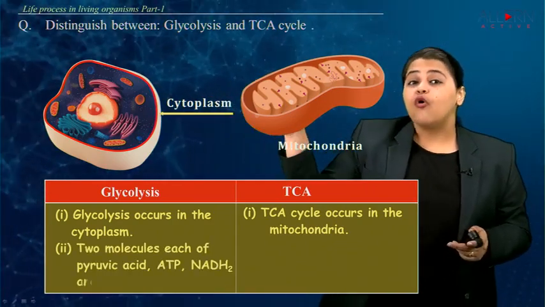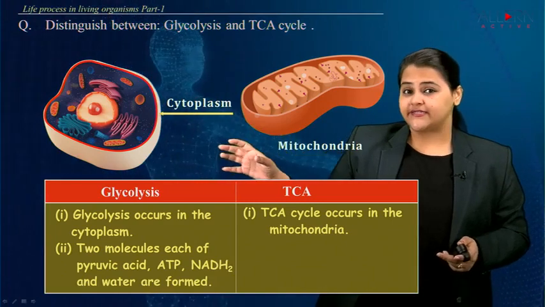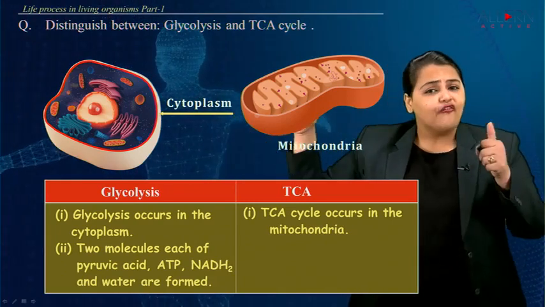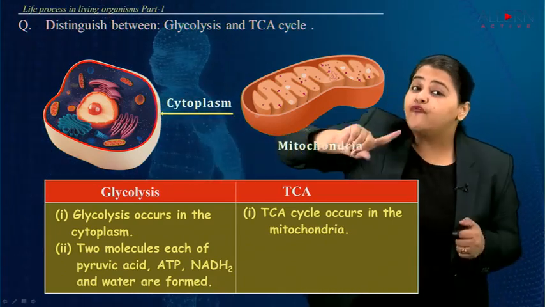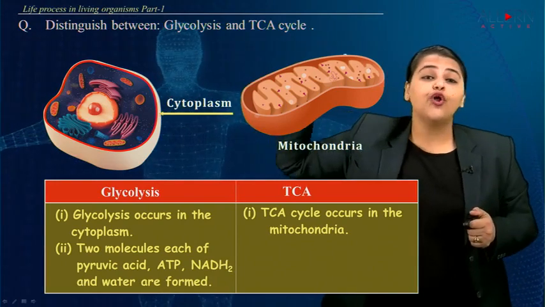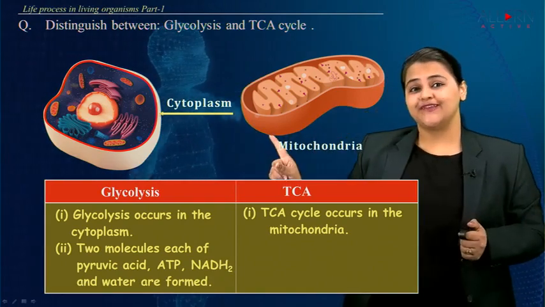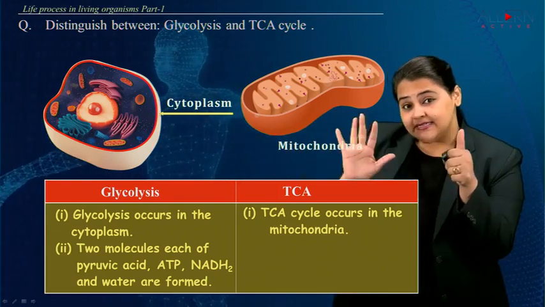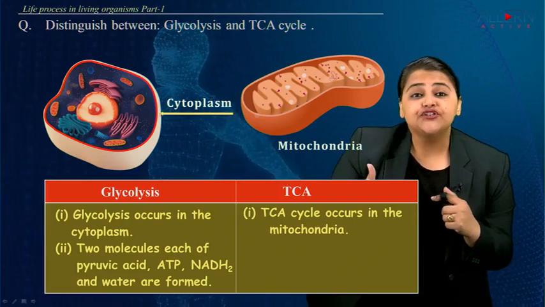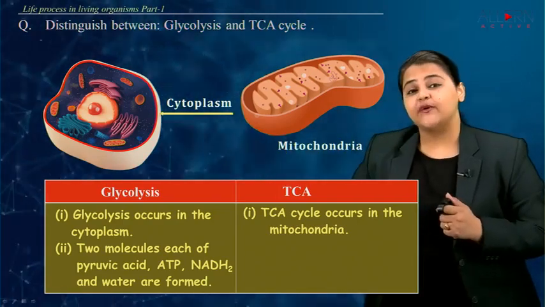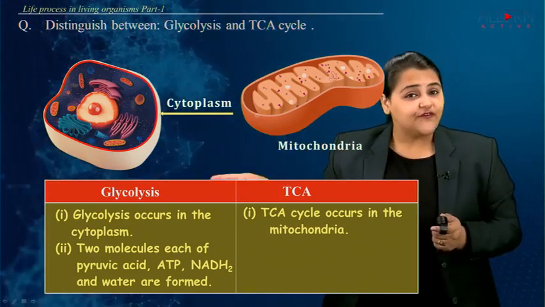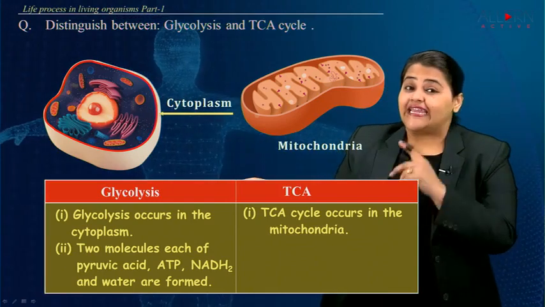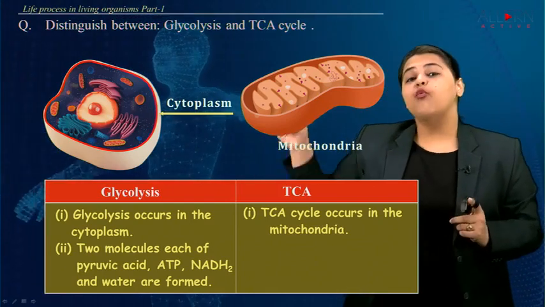Now in glycolysis, two molecules of pyruvic acid from one molecule of glucose will be produced. So one glucose molecule in glycolysis, that is a 6-carbon molecule, fetches you two molecules of pyruvic acid, two molecules of ATP, the cofactor NADH2 and water.